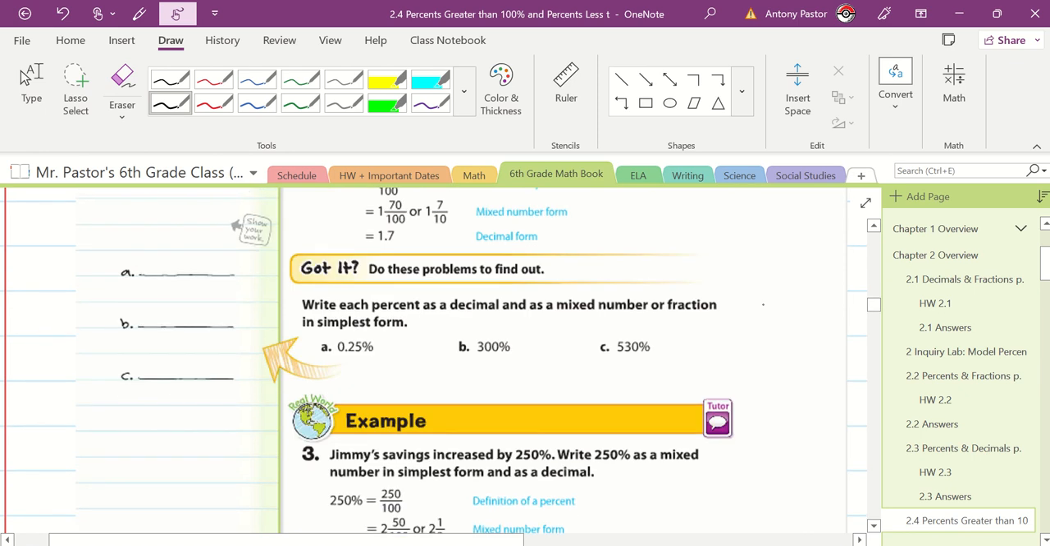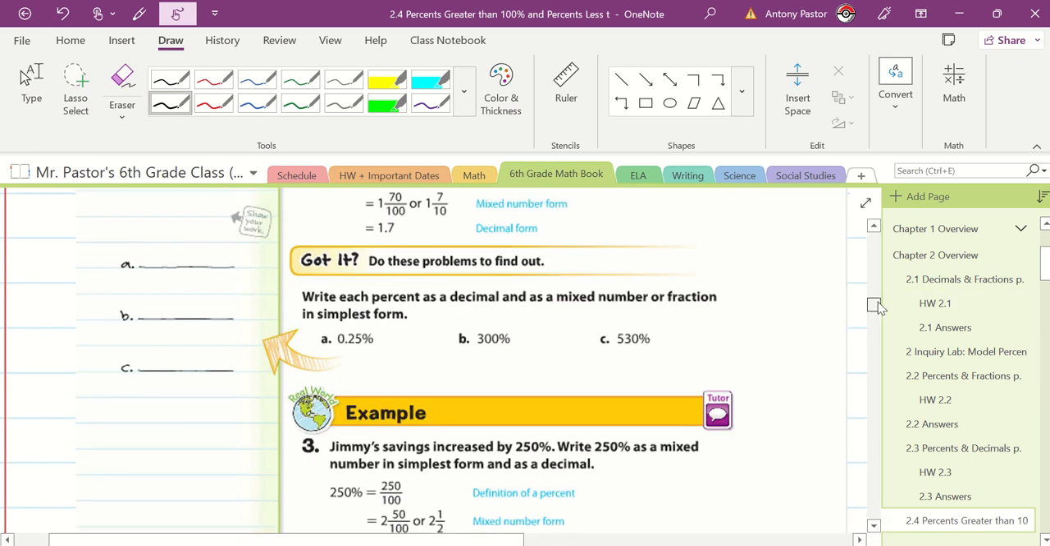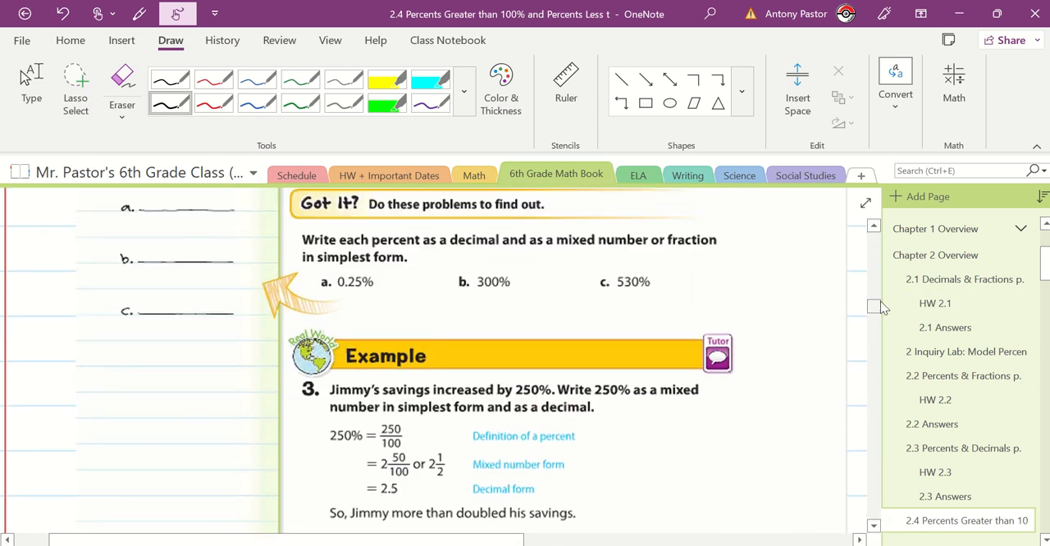Hopefully I haven't lost you yet. I know that this is a little difficult. We just came from a lesson that was real fast and real easy, and now, oh my goodness, we have to think this through. But we'll get there.